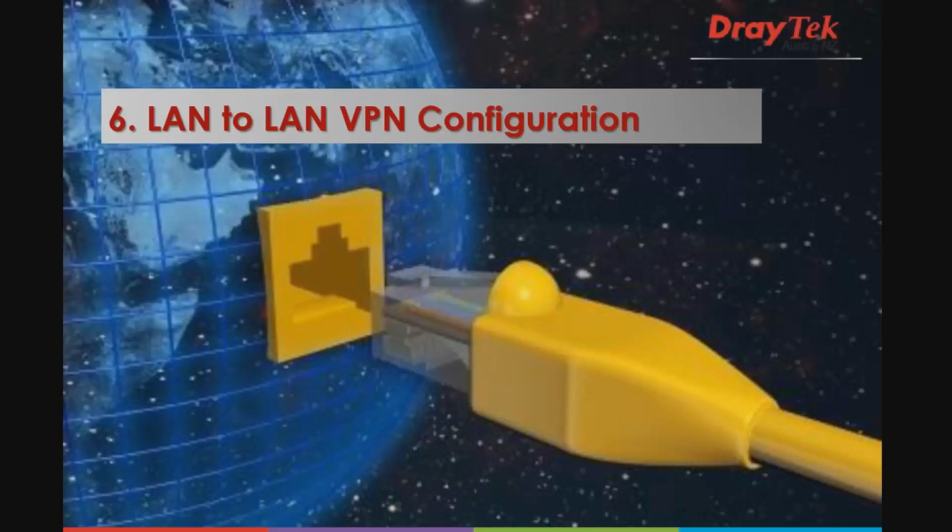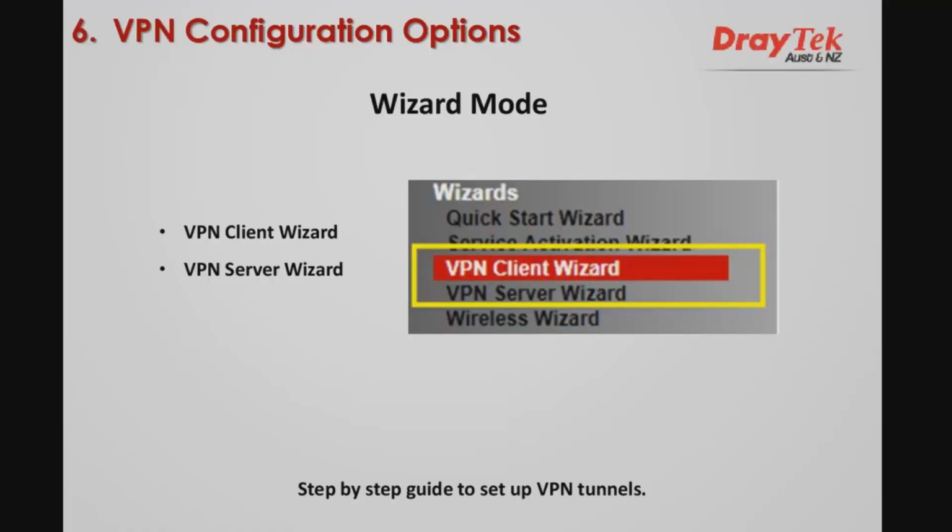We will now look at the LAN-to-LAN VPN configuration options. We will start with DrayTek OS routers. For new users, DrayTek do provide the VPN Client Wizard and the VPN Server Wizard. These provide a step-by-step guide to set up LAN-to-LAN VPN tunnels.